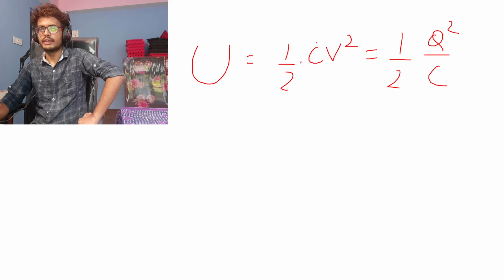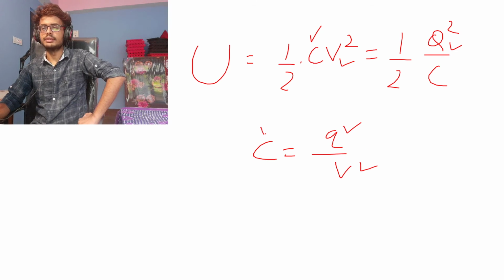So now we have a formula with respect to C, with respect to V, with respect to Q. Because we know that capacitance is basically charge per potential, right? So we needed a formula with all these three values. So we have a formula with all these three values. So this is the energy stored inside a capacitor.